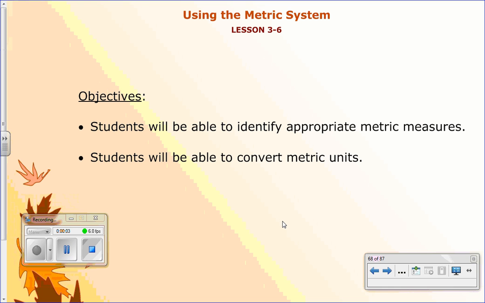Hello, 7th graders, and welcome to the last lesson of Chapter 3. 3-6 is on using the metric system. And in tonight's lesson, we have two main objectives. First, students will be able to identify appropriate metric measures, and secondly, you will be able to convert metric units.